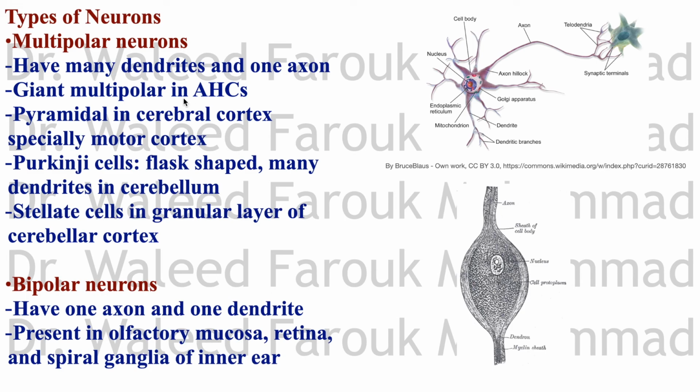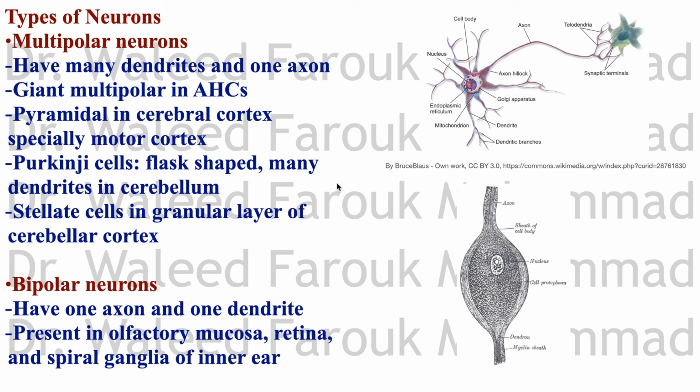There are multipolar neurons, as you can see here. Multipolar neurons have many dendrites and one axon. They are present as giant multipolar neurons in the anterior horn cells of the spinal cord, and they take a pyramidal shape in the cerebral cortex, especially the motor cortex, the Betz cells in the cortex.